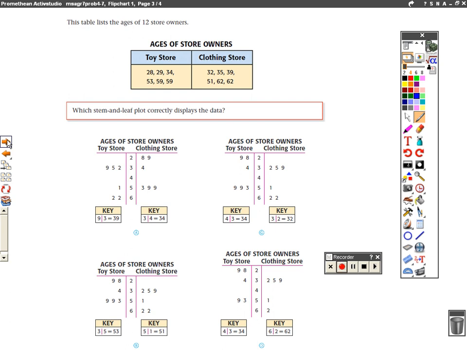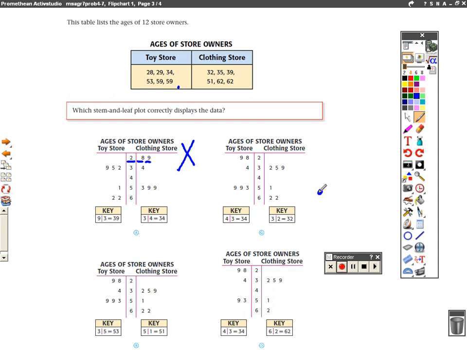Okay, problem number 6. This table lists the ages of 12 store owners. Which stem and leaf plot correctly displays the data? Okay, clothing store should have 32, 35, 39. So if I focus on the clothing store, this one says 28, 29. 28, 29 is the answer for toy store, so this one is wrong. Let's look at this next one. I have 28, 29 under toy store. For clothing, I have 32, 35, 39. I have 53, 59, 59, which is correct, and 51. And I have 62, 62.